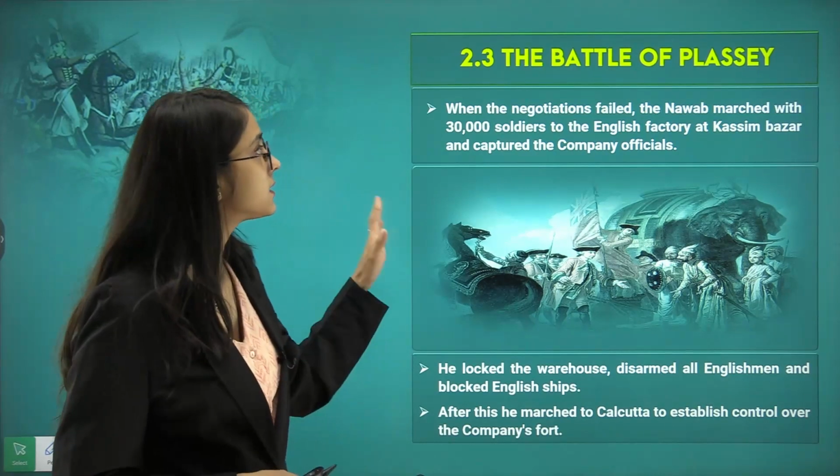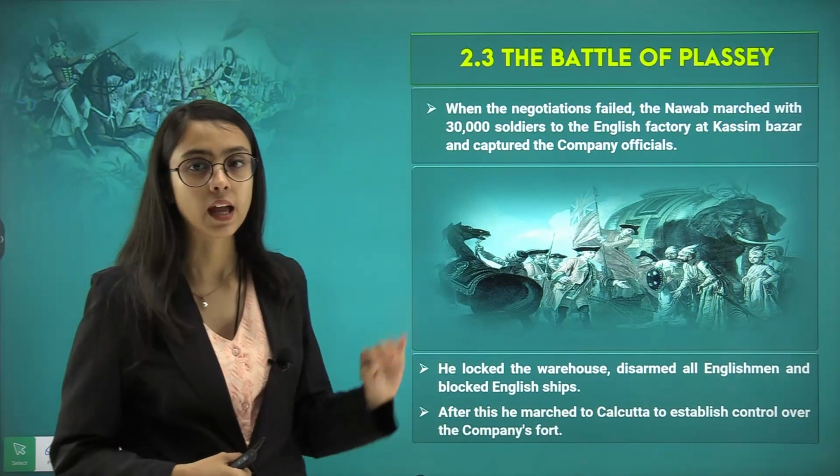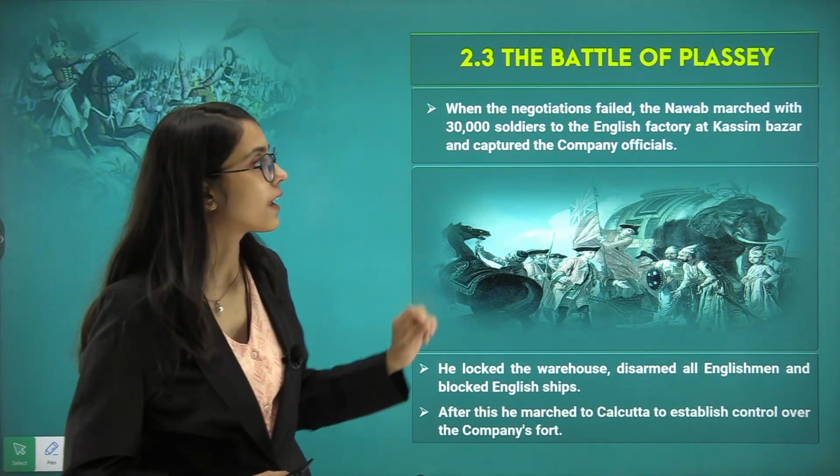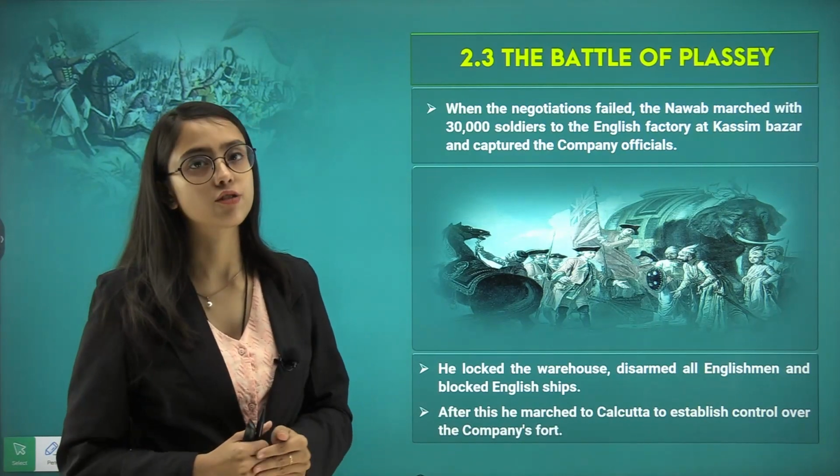So let's have a look at the Battle of Plassey. Here you can see an image from the Battle of Plassey. When the negotiations failed, the Nawab marched with 30,000 soldiers to the English factory.